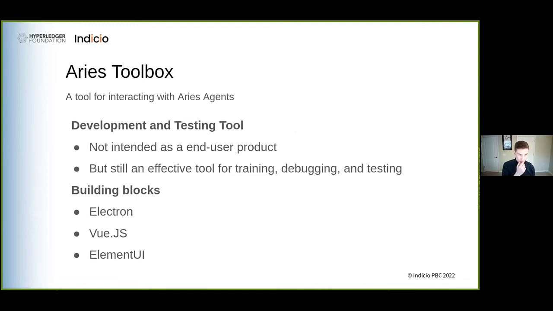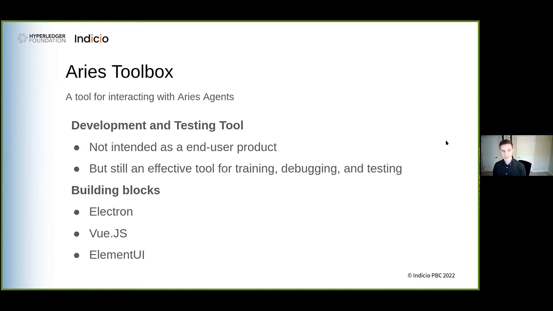The Aries Toolbox, on the other hand, is what we might describe as being a little bit closer to the other end of the spectrum. It is itself an agent, but it's a little special and I'll describe how in just a moment.